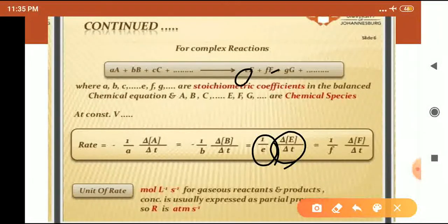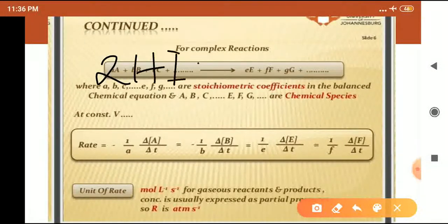And for F and G, it will be written as increase in the concentration of F divided by stoichiometric coefficient, increase in the concentration of G divided by the stoichiometric coefficient of G. Let's take another example. For example, we write 2 times HI, hydrogen iodide, which gives H2 plus I2. Here the stoichiometric coefficient of reactants as well as products is quite different.